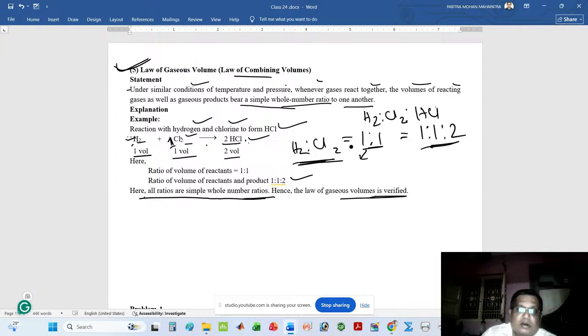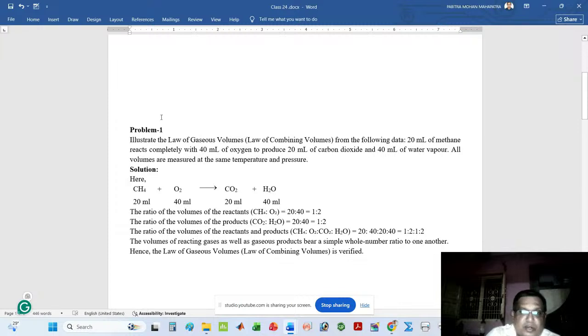As per the law, the ratio of the volumes of the reactants must be a simple whole number, and the ratio of the volume of the reactants to the product must also be a simple whole number. Remember, it is highly necessary that the temperature and pressure have similar conditions. When gases are present, they must have the same temperature and pressure, then this concept will be applicable. Now move to problem number 1.